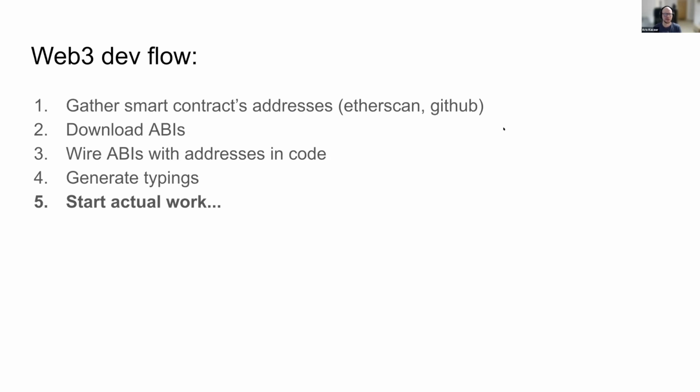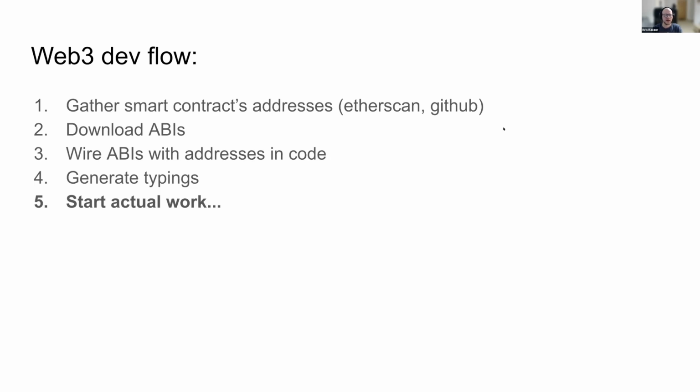Imagine that you get a new assignment to write some kind of script that gathers data or reads some events from multiple smart contracts, or maybe you're developing a front end or back end. It doesn't matter. First of all, what you probably do is you gather smart contract addresses, and maybe use Etherscan for that. Maybe you browse and type in the Etherscan search to find the addresses. Maybe use GitHub or docs of a given project to find all the addresses.